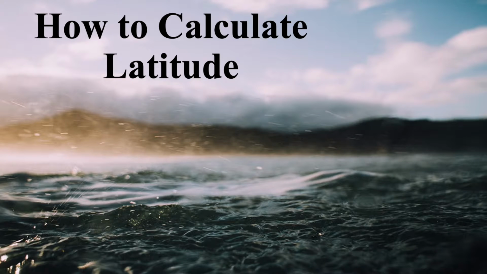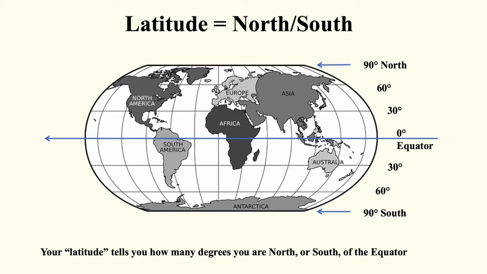How to calculate latitude. Latitude is a measurement of how far north or how far south you are from the equator. You would be 90 degrees north at the North Pole, 0 degrees at the equator, and 90 degrees south at the South Pole.